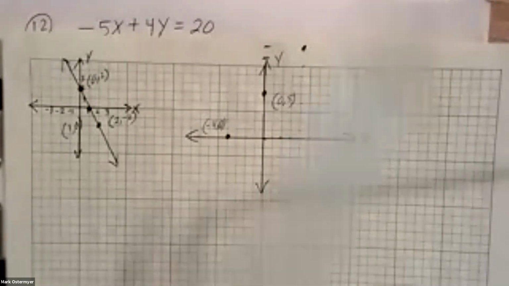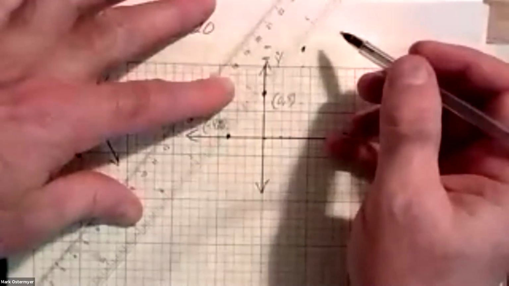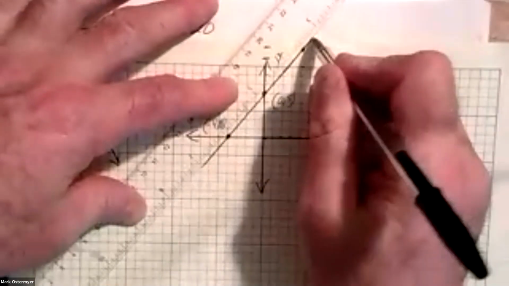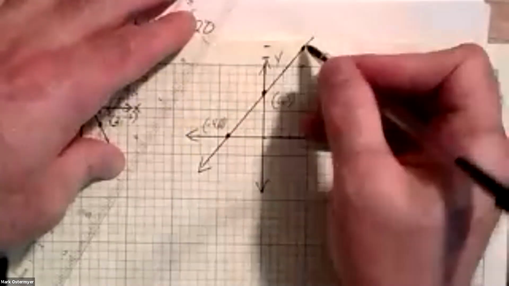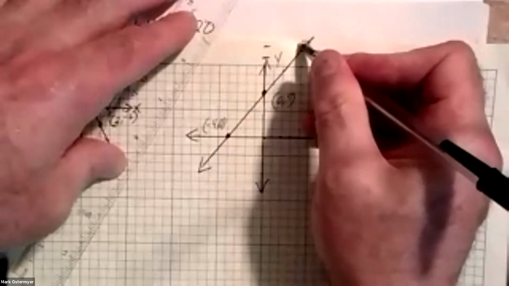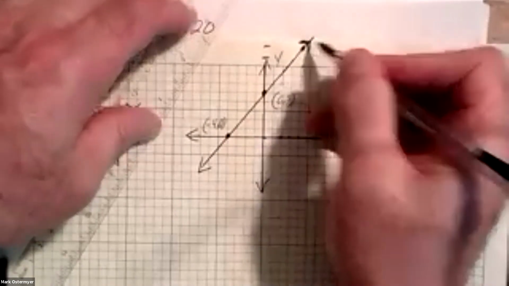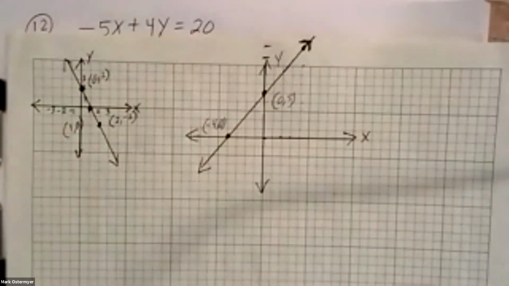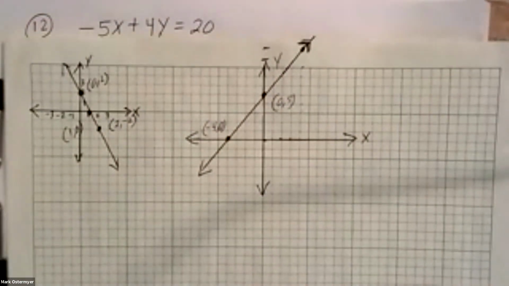So I'm going to take my ruler and put a line through these points. Make sure you always put arrows at the end of your line because it has to go in both directions forever. And ladies and gentlemen, that would be the graph of -5x + 4y = 20. And what method did I use here? The x-y intercept method.